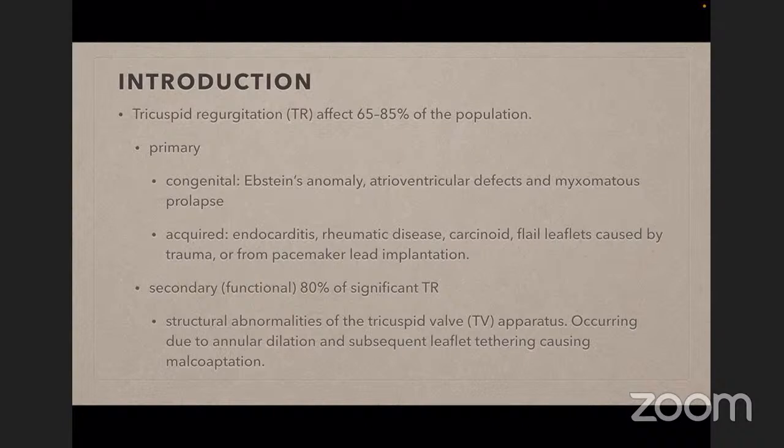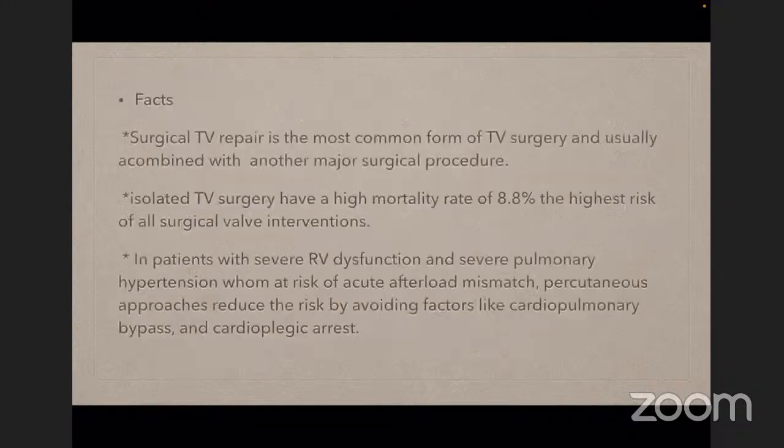The secondary type, which is more common and causes significant tricuspid regurgitation, has a pathophysiology of structural abnormalities of the tricuspid valve apparatus, which happen subsequent to left-sided heart disease, like left-sided heart failure or mitral or aortic valve disease, pulmonary hypertension, or a primary pulmonary cause. These cause annular dilatation and subsequent leaflet tethering, causing malcoaptation of the valve.